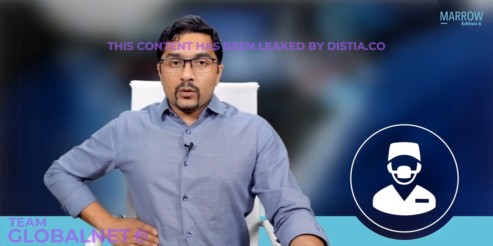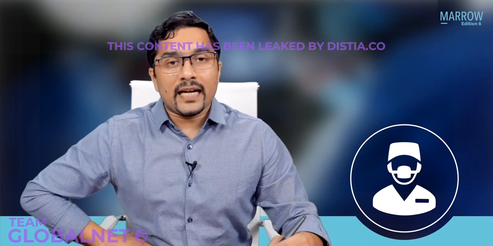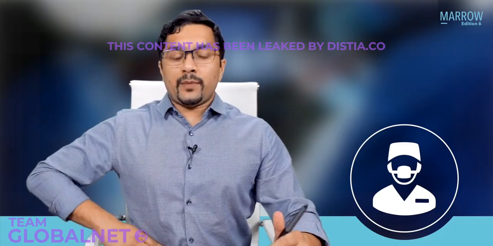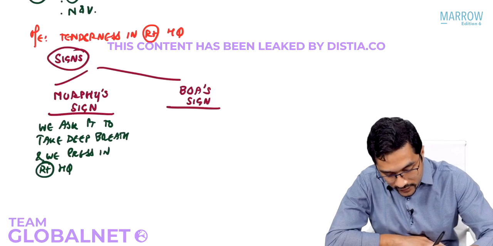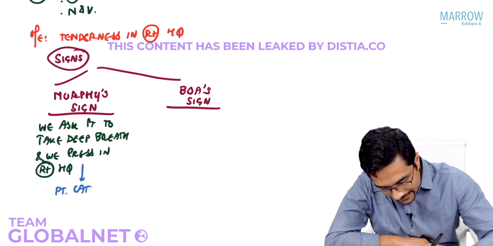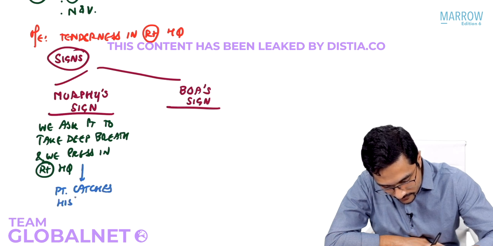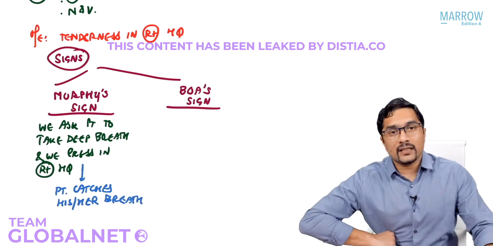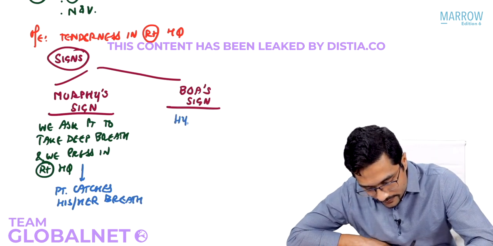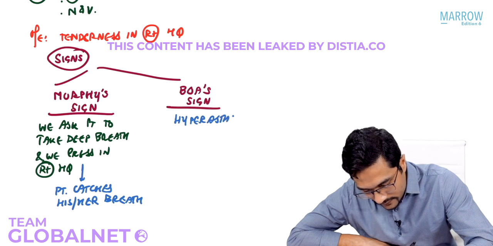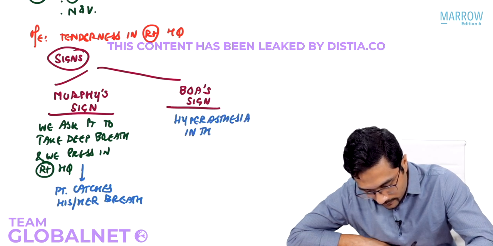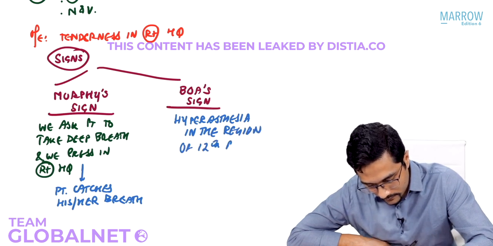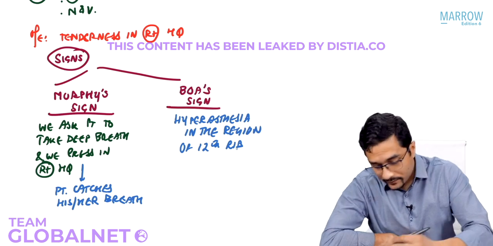Now, when the patient is taking a deep breath and we press in the right hypochondrium, because of pain, the patient is suddenly going to catch his breath. He's going to hold his breath. And that is Murphy's sign. The patient catches his or her breath. Boas sign, on the other hand, is hyperesthesia in the region of the 12th rib. That is Boas sign.